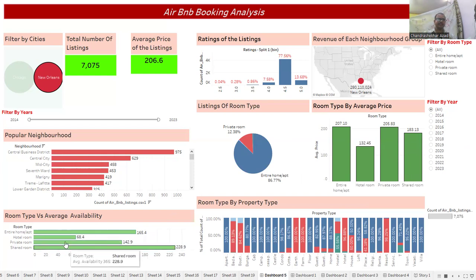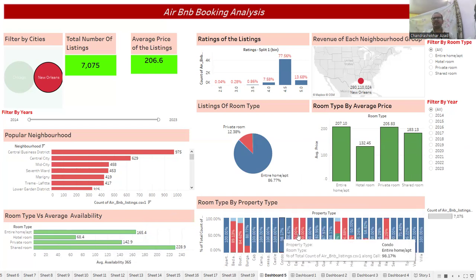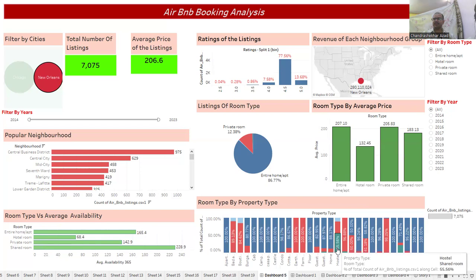Here also the occupancy rate of hotel rooms is highest, while the occupancy rate of shared rooms is very low, followed by private rooms and entire home apartment. Most of the property types are either entire home apartment or private rooms, and a few are hotels. Here shared rooms are also available.